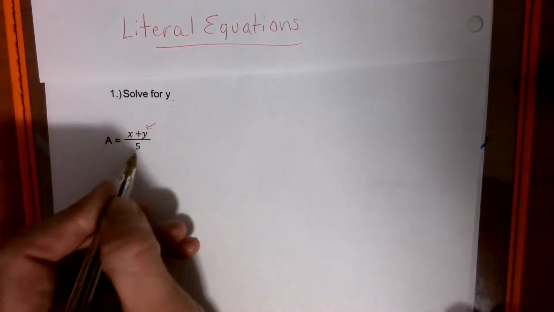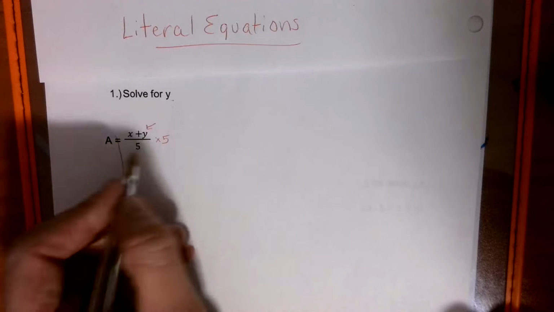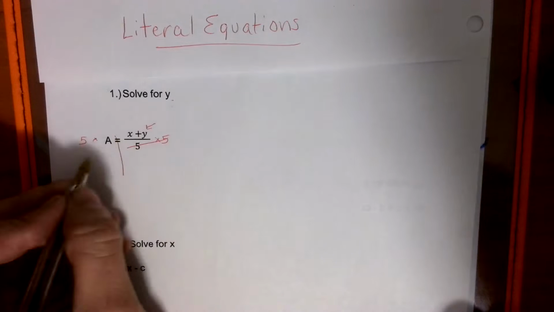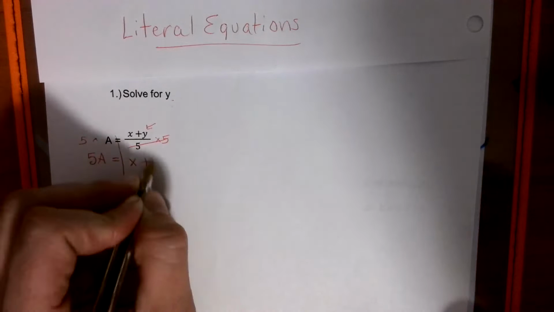So we have to get rid of that denominator, so we have to times by 5. And remember, whatever we do to one side, we have to do to the other. So we have to times that by 5. So we're going to have 5a equals x plus y.